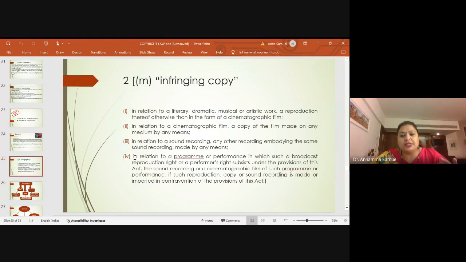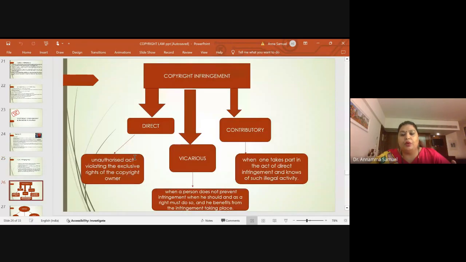So an infringing copy is nothing but any copy which is made on any medium by any means without the authorization. Now, the infringement can be either direct, vicarious, or contributory in nature. So direct is nothing but you see that exactly it is the same.